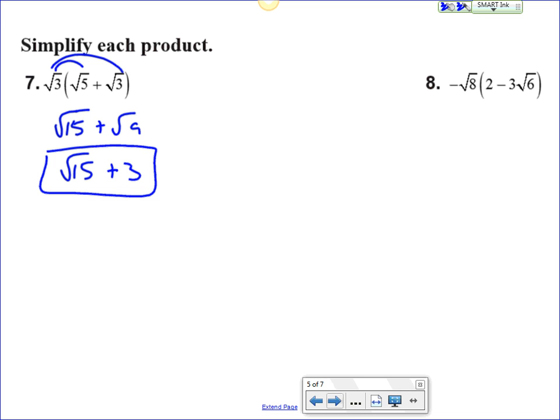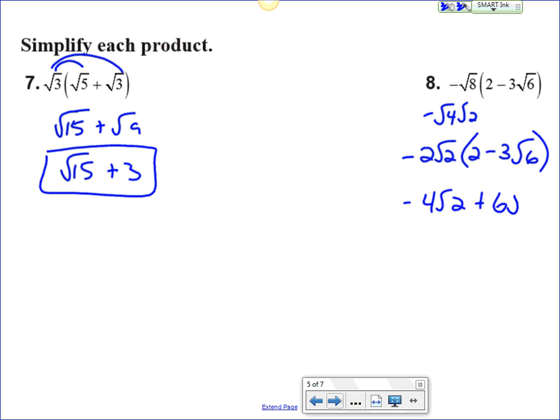Okay. This next one, we got a negative root 8 times 2 minus 3 root 6. So first thing I would suggest doing is if you can simplify something, simplify it to start. So we got a root 8, which is really root 4 root 2, so it's really 2 root 2, or a negative 2 root 2, times 2 minus 3 root 6. So when I distribute, I would get a negative 4 root 2 plus 6 root 12.